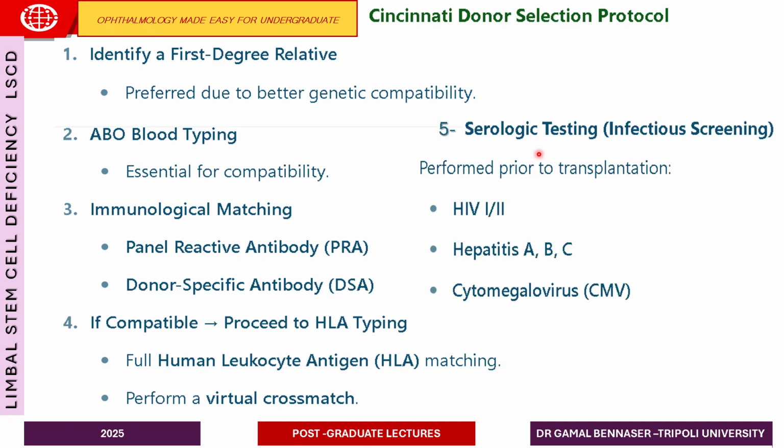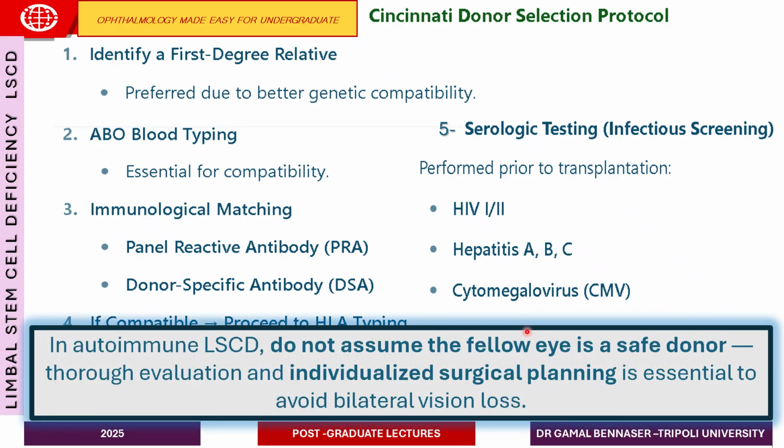Other serological tests are also very important, as an infectious screening for HIV type 1 and type 2, hepatitis A, B and C, and cytomegalovirus. Of course, this should be done to avoid any transfer of infection from the donor to the recipient.